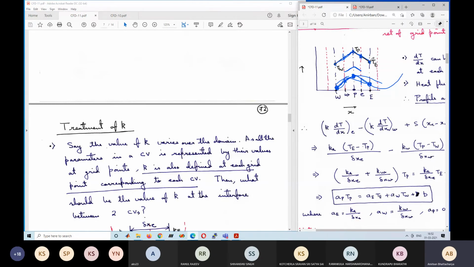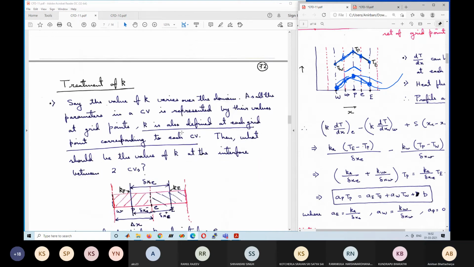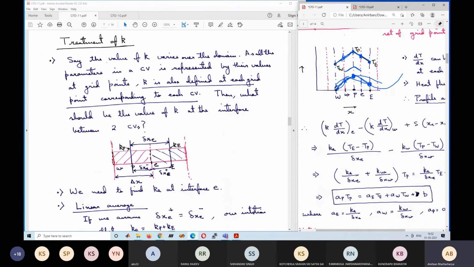So you can say that I will just take an average, K at E plus K at P divided by 2. Similarly, here I will take K at P plus K at W divided by 2. Okay. So whether that is sufficient or do we need to take something else, that is the question. Okay, the question in front of us. Okay. So that is what I have written here.